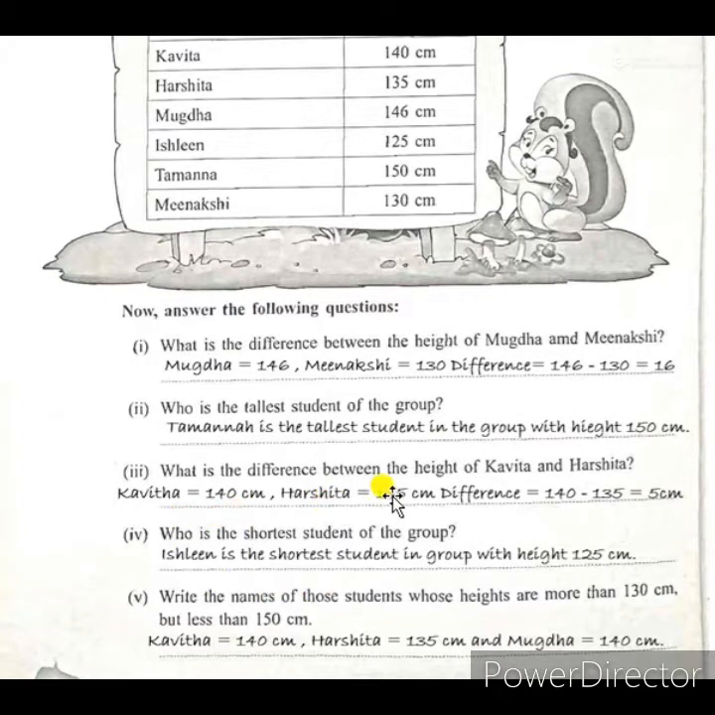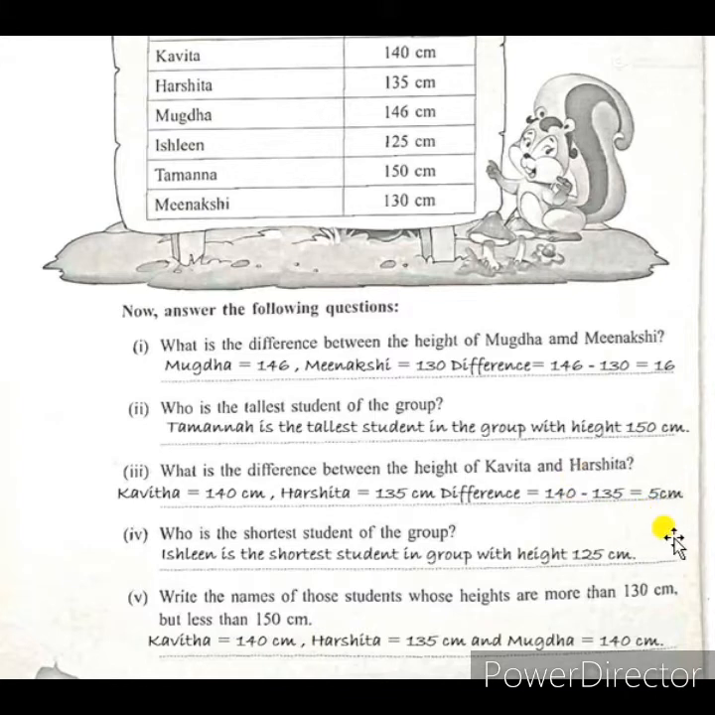What is the difference between the height of Kavita and Harshita? First find the height of Kavita. Kavita's height is 140 centimeter and Harshita's height is 135 centimeter. Here also we have to find the difference between their heights, that means the difference between 140 and 135. Harshita's height is shorter than Kavita's height. So 140 minus 135, that means Kavita's height minus Harshita's height. The difference is only 5 centimeter.